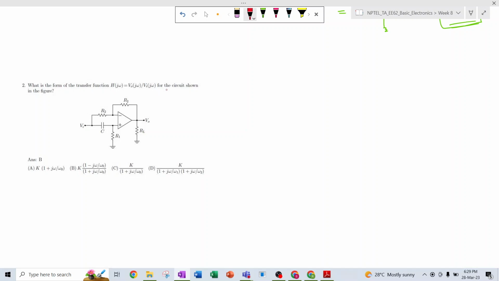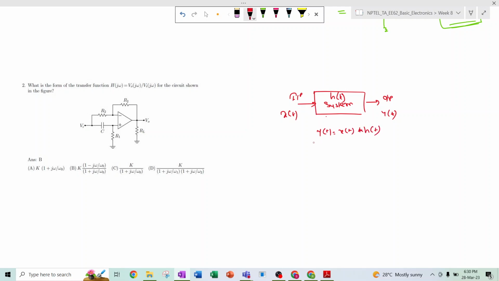Now here we should know what the transfer function of a circuit is. Suppose there is some system, and we are giving some input and getting some output. Suppose we give the input as x(t) and get the output as y(t), and this system has a unit impulse response of h(t), as you may have studied in control systems. So we can write y(t) as the convolution of x(t) with h(t).